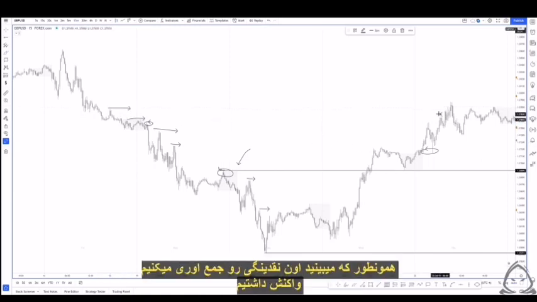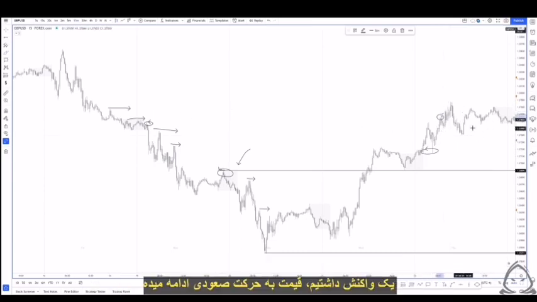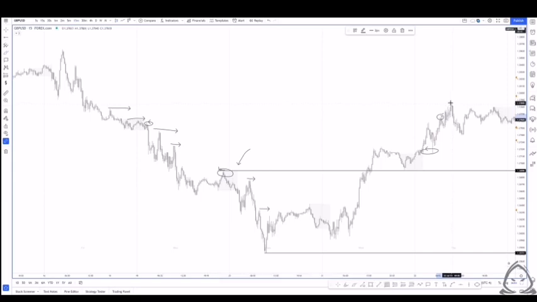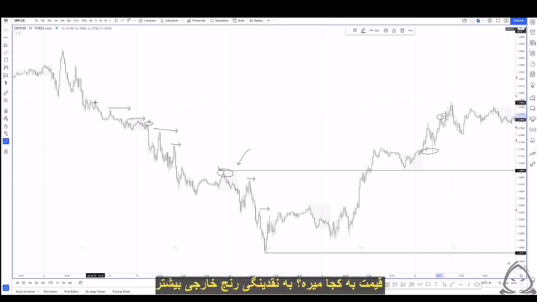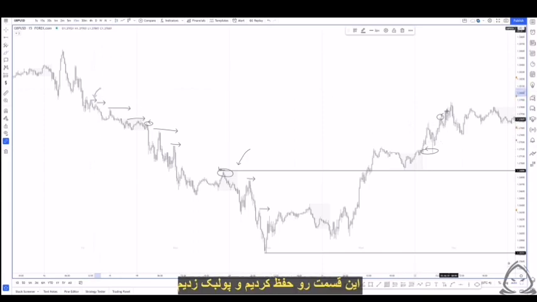As we can see, we take that liquidity, we get a reaction, no follow through. We take these equal highs here as well. We get a reaction. Price continues moving to the upside. Where does price move up to? Move up to more external range liquidity. We just maintain this bit and we start to see our pullback.